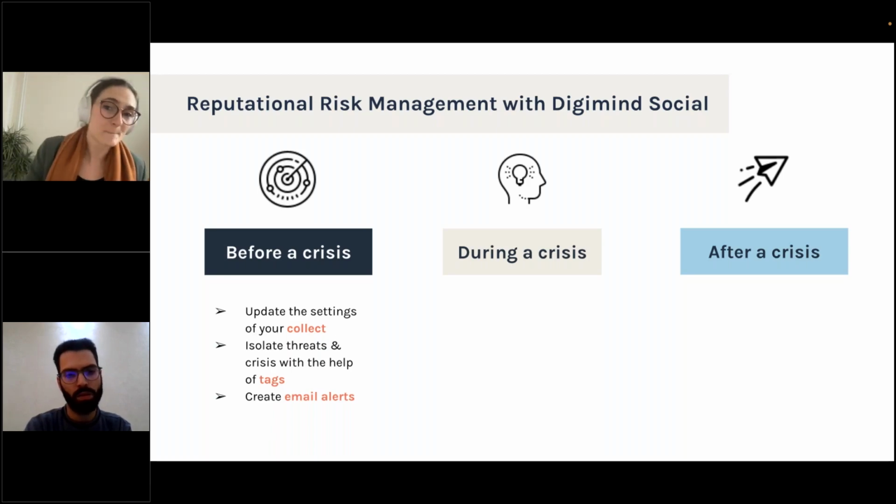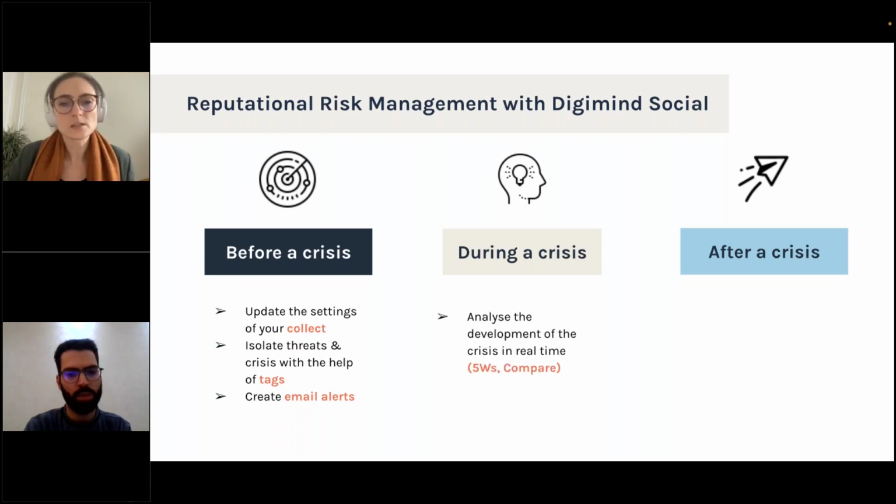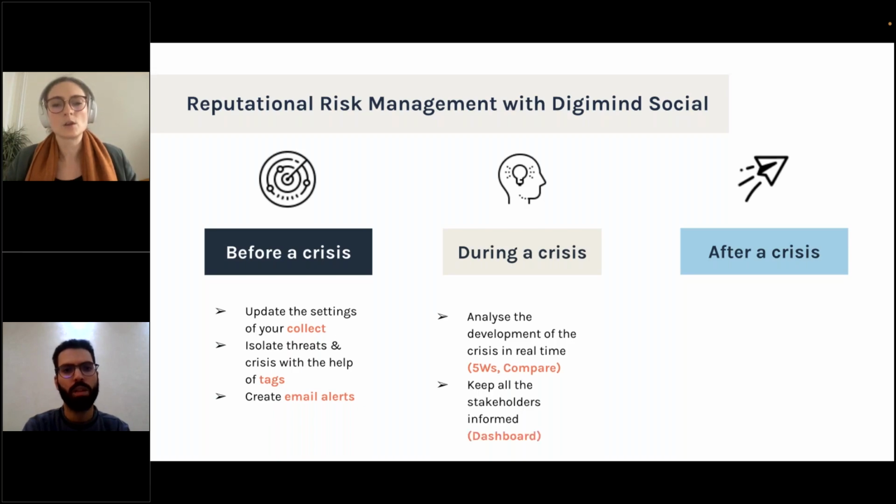Now, if the inevitable happens and you do detect a crisis, in this case, Digimind will help you analyze in real time the development of the crisis using the 5 Ws, using the compare module, and will help you also as the crisis unfolds to make sure that you communicate not only externally but also internally, and all the stakeholders are informed. So you're sharing the insights from Digimind Social with all the stakeholders in your organization.